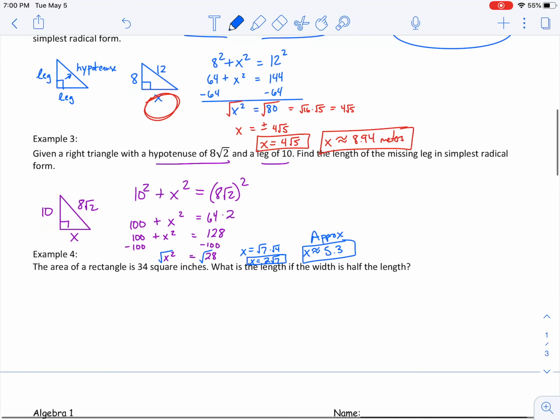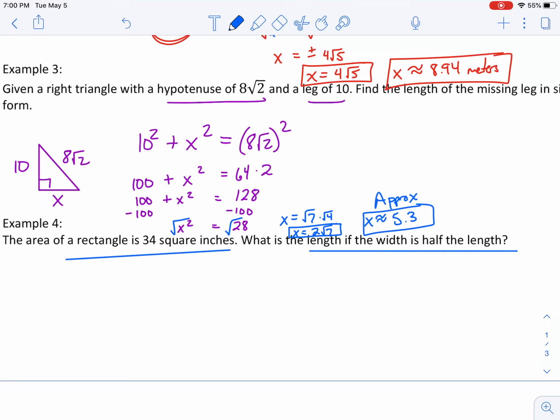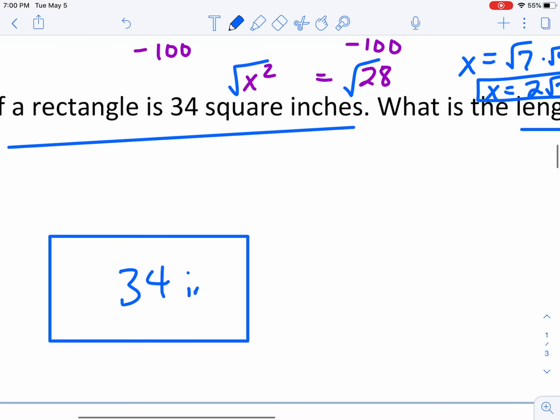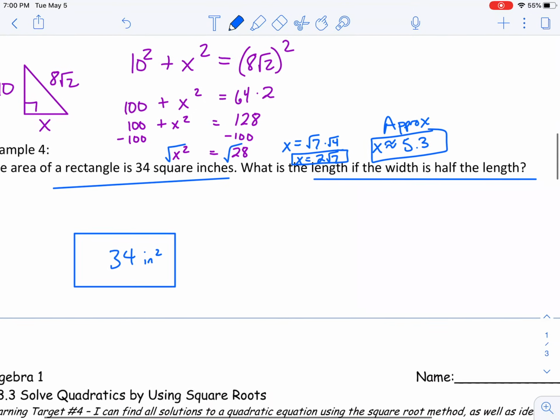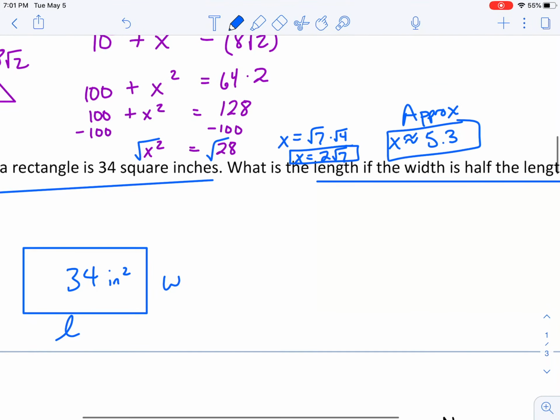Okay. Last example that we'll go through here today. The area of a rectangle is 34 square inches. What is the length if the width is half the length? So we have an area of a rectangle of 34, so that's inches squared. Let's say that this is the length, and this is the width.